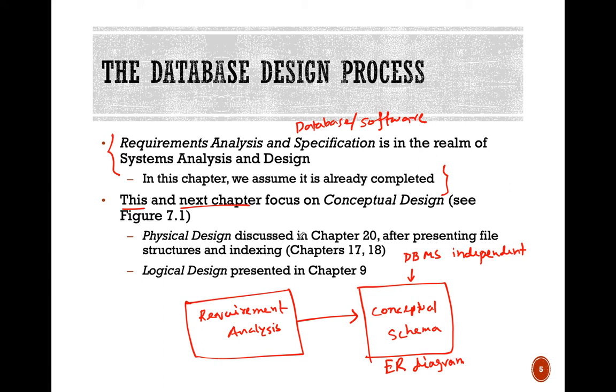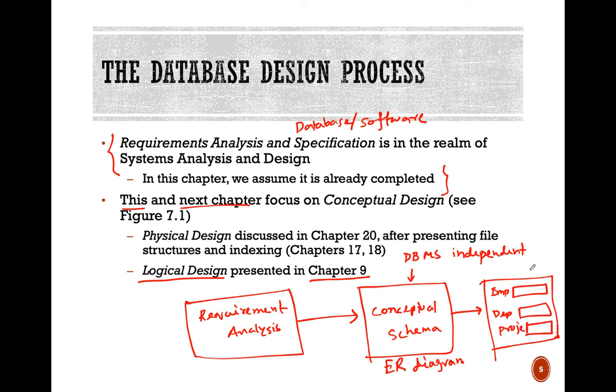How to do the physical design will be discussed in chapter 20, but the logical design we are going to talk about in chapter 9. The logical design is the relational schema that we have used in our examples in chapters 3, 4 and 5, meaning the relational schema with employee, department, project, like that. This step is about how to map the ER diagram to this relational schema, which we will cover in chapter 9.